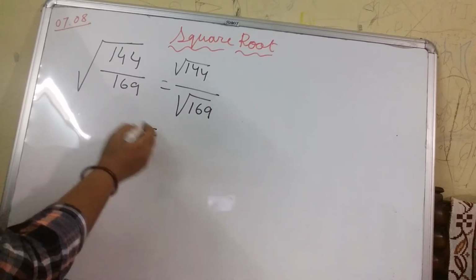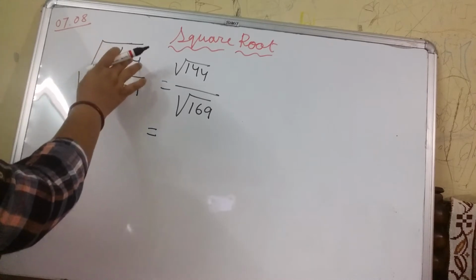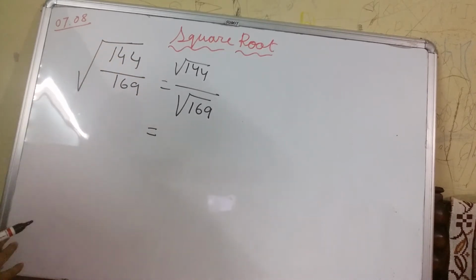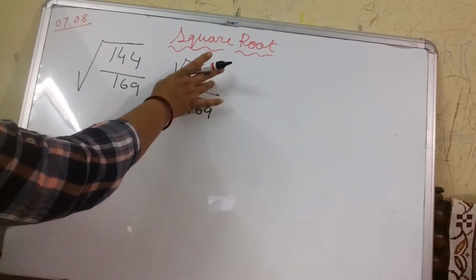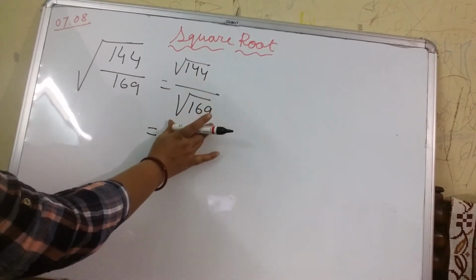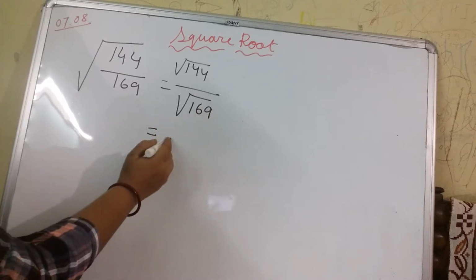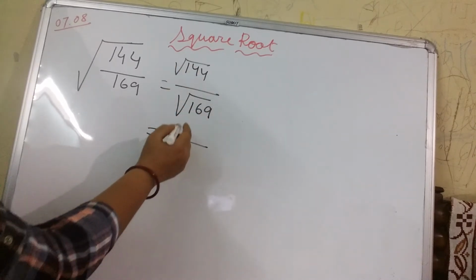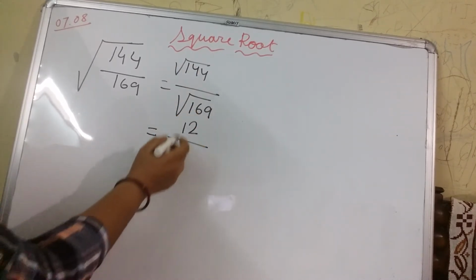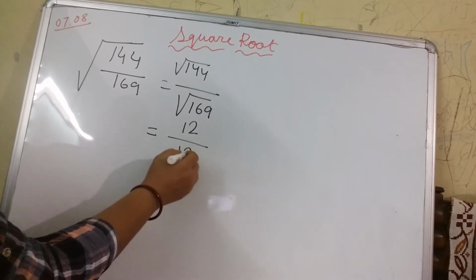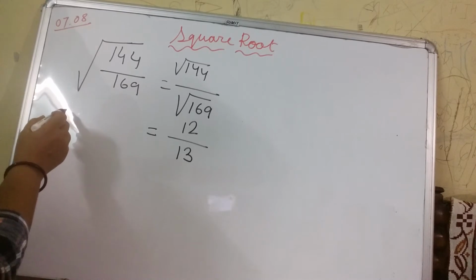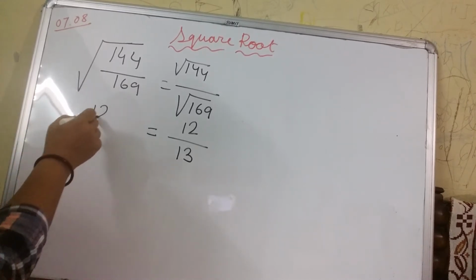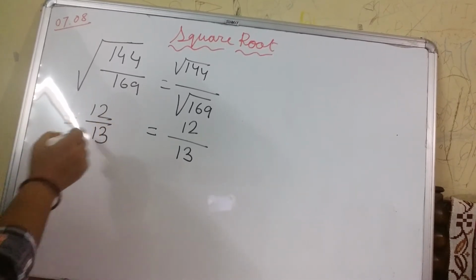Okay, so square root of 144 by 169, you will write it as square root of 144 and square root of 169. Square root of 144 is 12 and square root of 169 is 13. Okay, so square root of 144 by 169 will be 12 by 13.